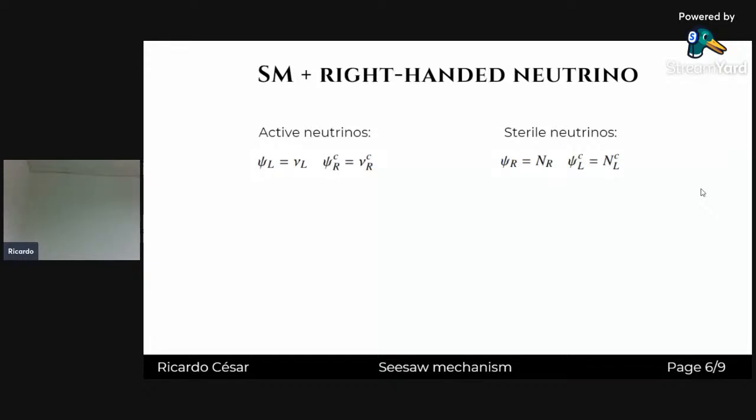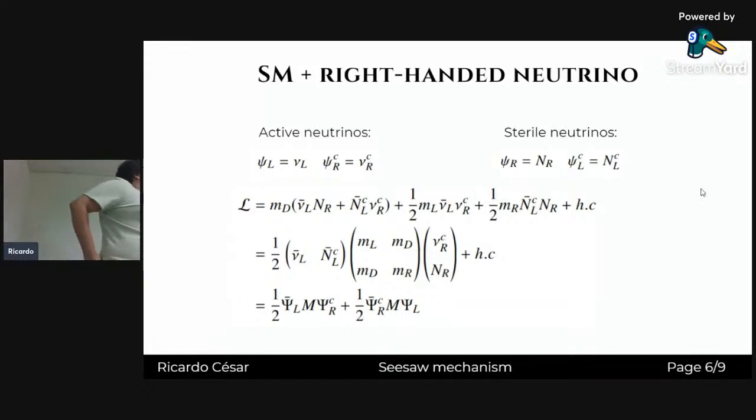Okay, and you have the sterile neutrino, that is the neutrino that doesn't interact through the weak interaction. So it doesn't interact like this one, and it is given by this bigger N, and it's a right-handed one, and you can charge conjugate it into a left-handed field. So you have right-handed and left-handed for active, and right-handed and left-handed for the sterile neutrinos.